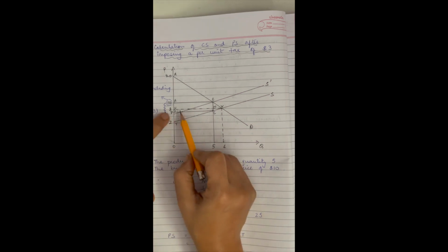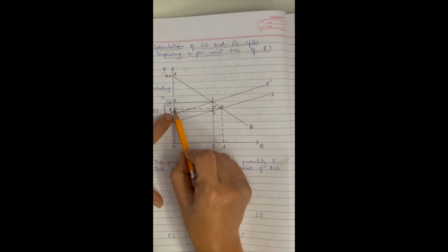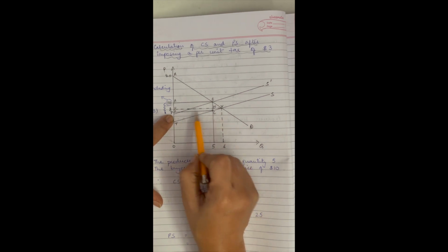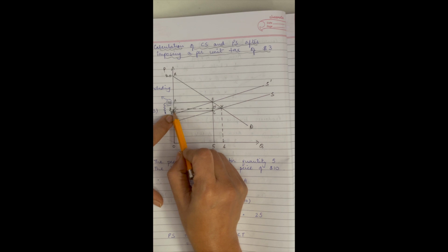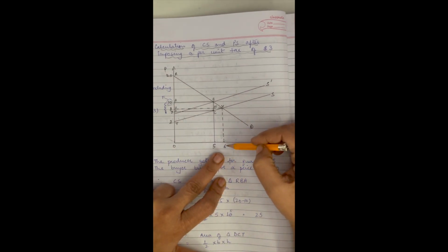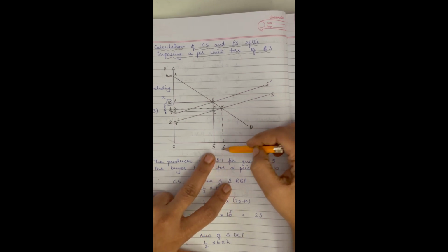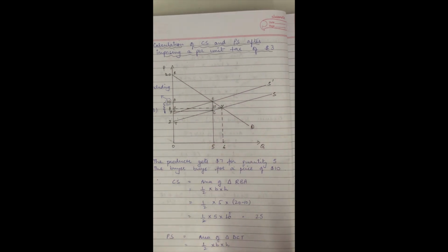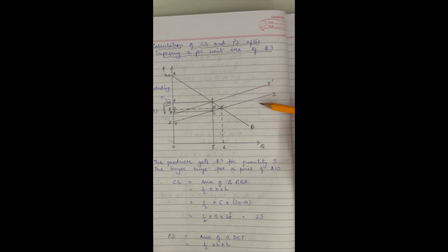Okay, so earlier the producer was getting 8, but now the producer is getting 7. Earlier the consumer was paying only 8, but now the consumer is paying 10. This is in terms of price. In terms of quantity, earlier the equilibrium quantity was at 6, but now the equilibrium quantity is at 5. So you are looking at how the imposition of tax is basically changing the entire structure.